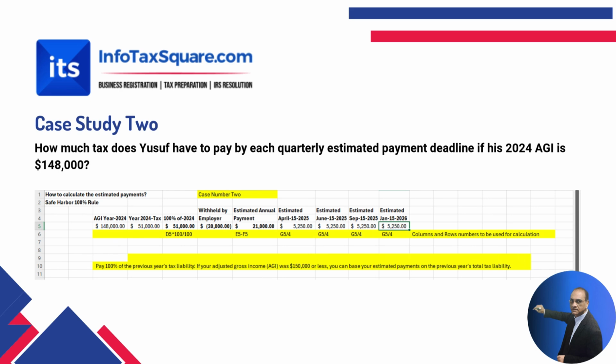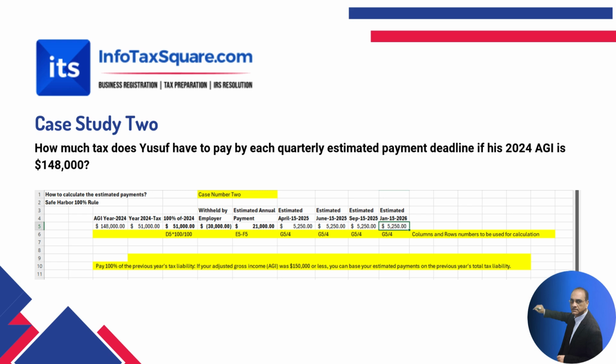I'm going to use another case study with the same data we used in the previous case study. Only the AGI is changed. In the previous case study we used $185,000, whereas here we are going to use $148,000. Since it was more than $150,000 in the previous example, we used the 110% safe harbor. In this case study we are using less than $150,000, therefore we are going to use the safe harbor rule of 100%.